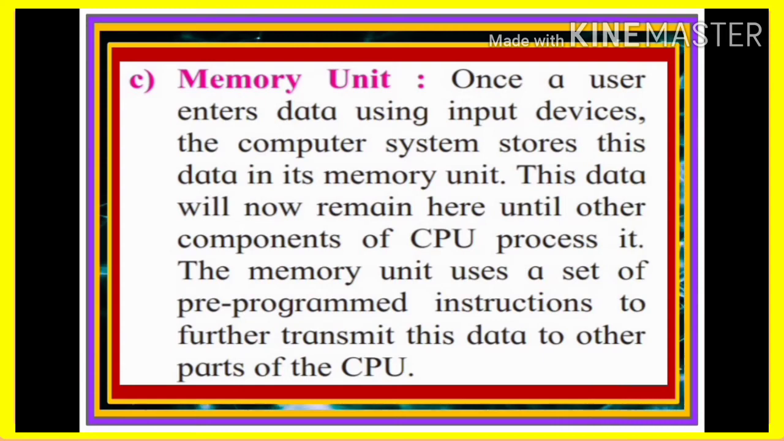Next unit is memory unit. Once a user enters data using input devices, the computer system stores this data in its memory unit. This data will remain here until other components of the CPU process it. The memory unit uses a set of pre-programmed instructions to transmit this data to the other parts of the CPU. So, whenever you enter something through the input devices, it goes to the memory unit, that is RAM.